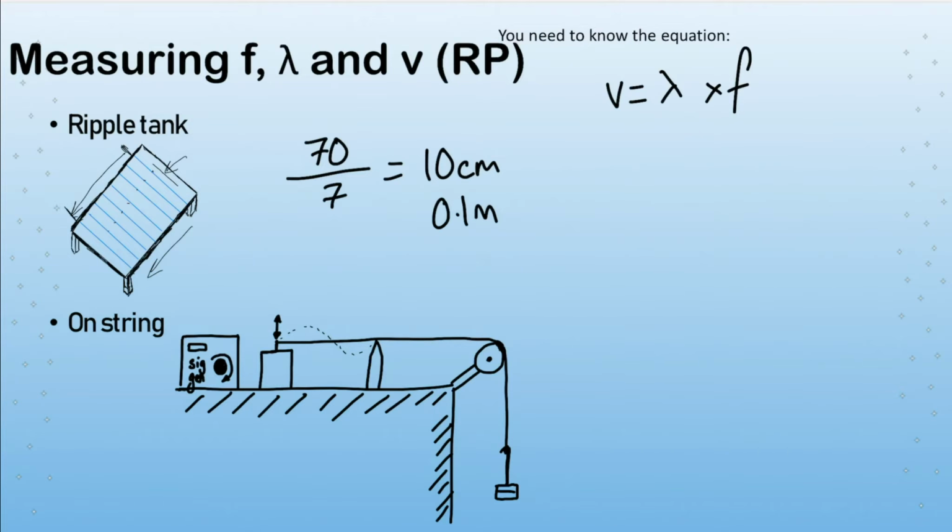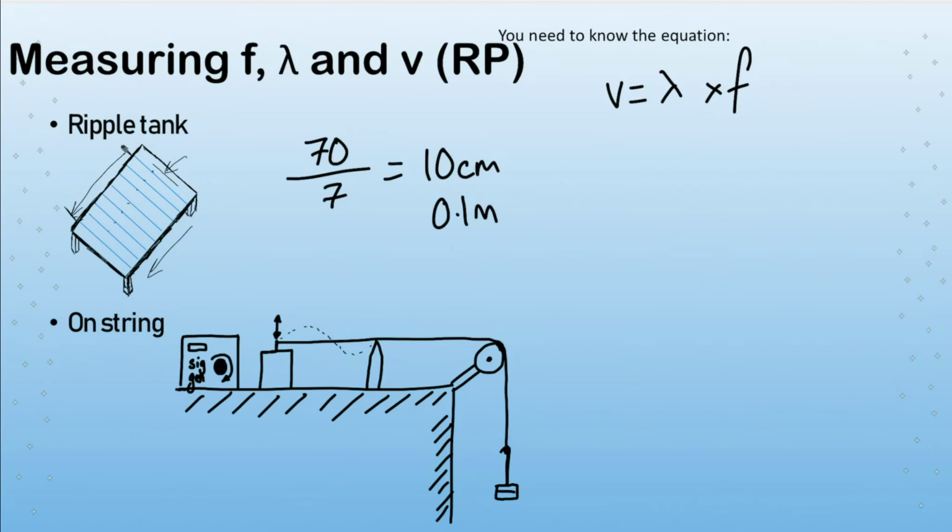Job done. The other thing that we need is our frequency. To get our frequency, we need to actually watch this in real time, and you could count for a number of seconds, or you could set a count of how many waves you want to pass a point, but try and get a reading of how many waves are passing a point every single second.